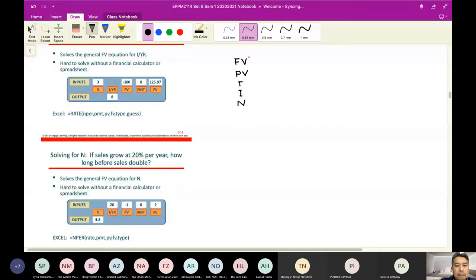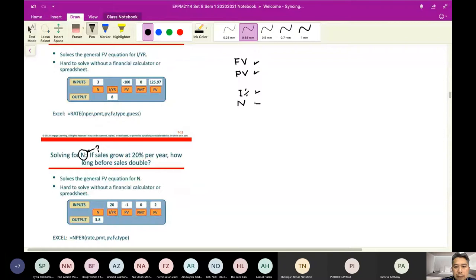So for this particular example, this question would like to ask n. The question will give you all the things: future value, present value. The t stands for what? T is time, basically. So I need to take out the t here. Okay, it is given to you I, which is percentage here.